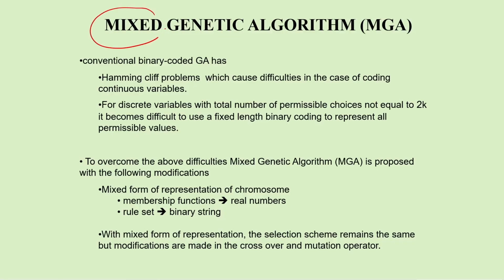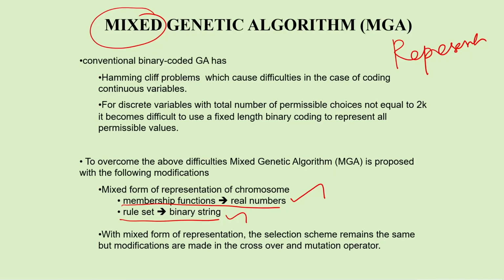So the next algorithm that can be discussed here is the mixed genetic algorithm. What is meant by mixed genetic algorithm? Here in the representation we are using a mixed representation. For example, for the membership function we are using real numbers, and for the rule set we are using a binary string. Why? Because there is a well known problem associated with the conventional binary coded GA. The conventional binary coded GA has a problem called the Hamming cliff problem, which causes difficulty in handling continuous variables.